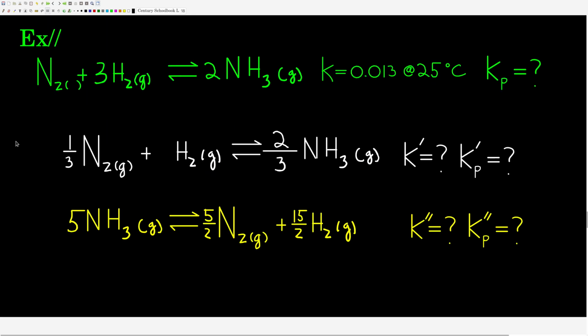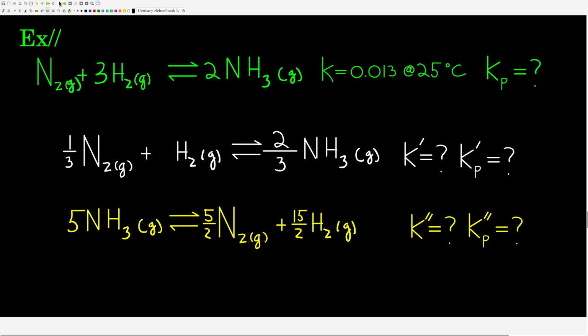So for example, same equation, right? Let's say this is supposed to be a gas here. Suppose that K at 25 Celsius is 0.013. What's Kp? And also, what are K and Kp for this reaction? Notice it's related to this one. And K and Kp for this reaction. Let's do it one at a time, okay? So go ahead and work them out, guys, and when you get an answer, come on back.